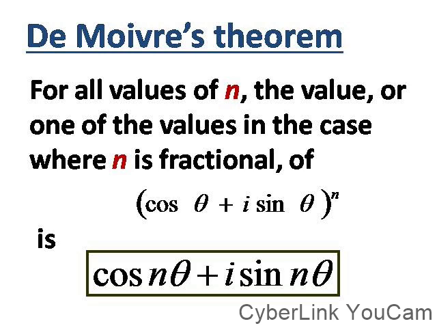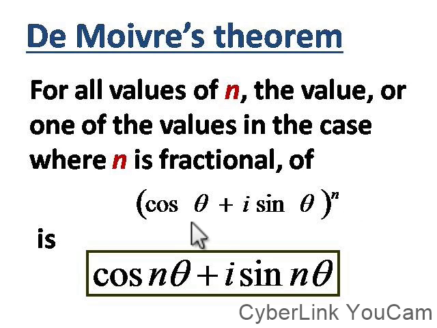De Moivre's theorem: for all values of n, the value, or one of the values in the case where n is a fraction, of (cos theta plus iota sin theta) whole raised to n. You can see that cos theta plus iota sin theta is the general form of a complex number. Then it's going to equal cos of n theta plus iota sin n theta. That means you can put this n beside this theta like this. This n comes here and this n comes here.